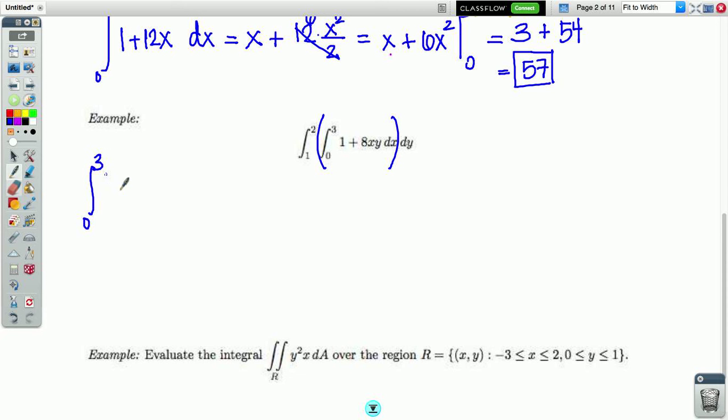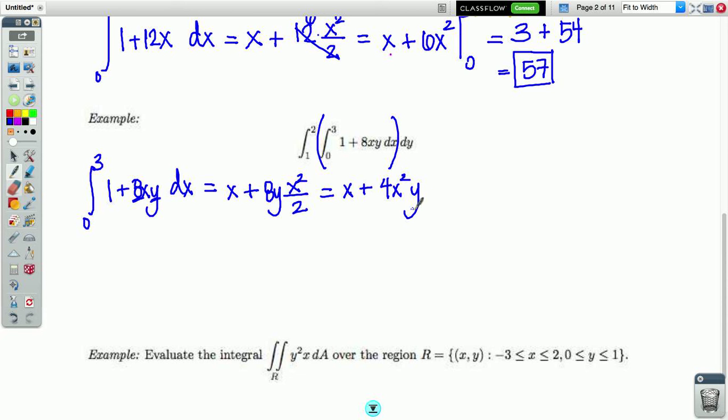So I'm going to integrate first from 0 to 3 of 1 plus 8xy, and I'm integrating with respect to x. So I'm just going to treat y as a constant. Since I'm integrating with respect to x, 1 integrates to x, and 8xy, well, the 8 and the y are constants, so I'm just going to write those. So 8y, and then x integrates to, as it normally does, x squared over 2. And this simplifies to x plus 4x squared y. I'm going to evaluate this from 0 to 3. When I plug in 3, the 0 is not going to do anything, so I'm not even going to plug it in. But when I plug in 3, I get 3 plus 4 times 9, which is 36.